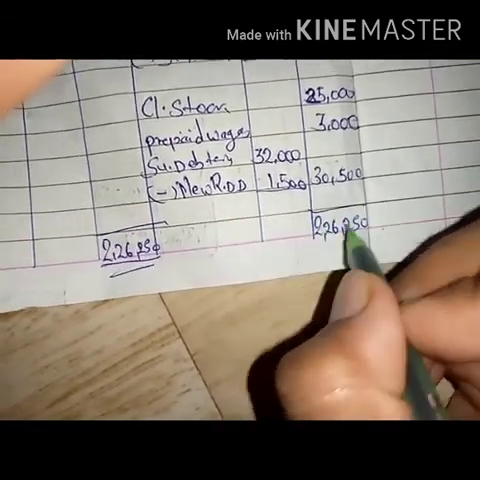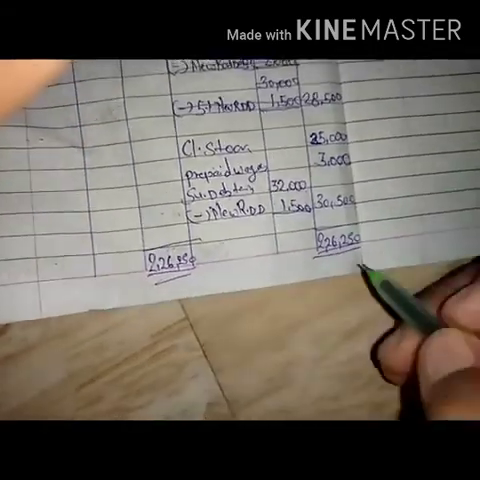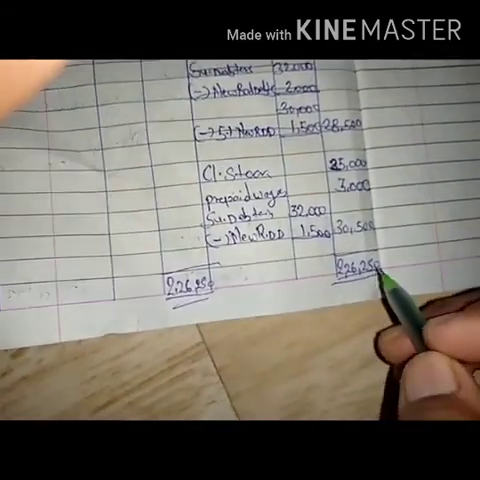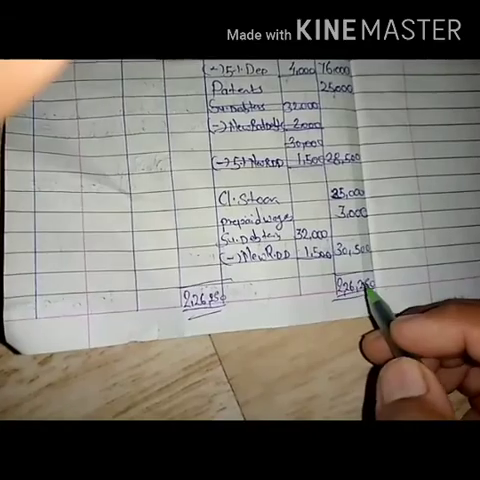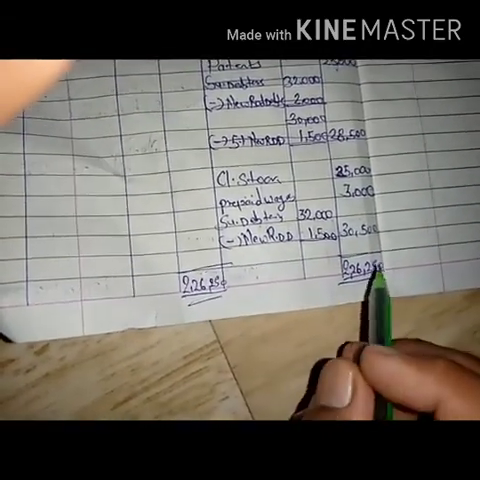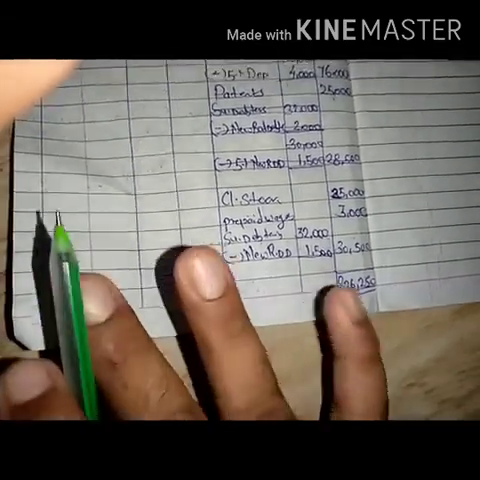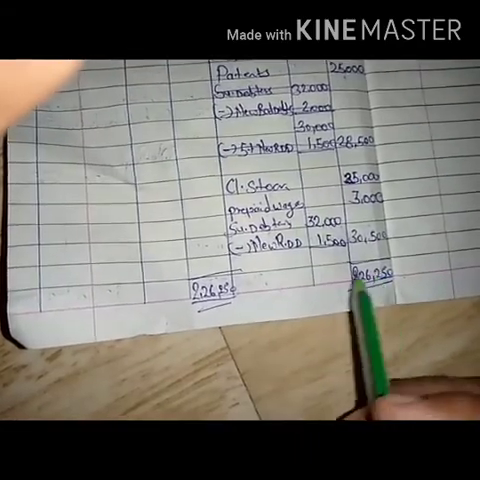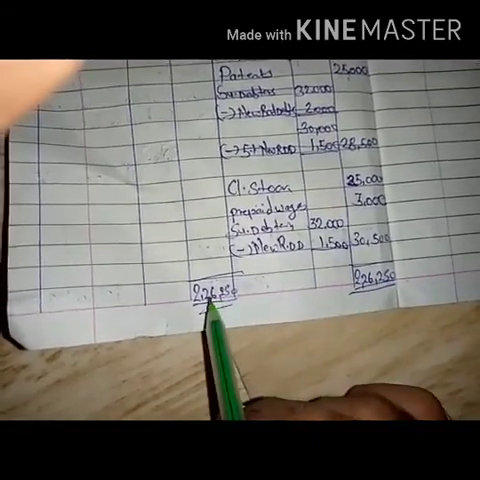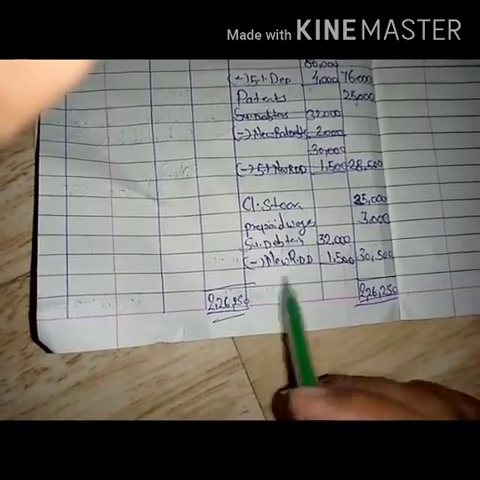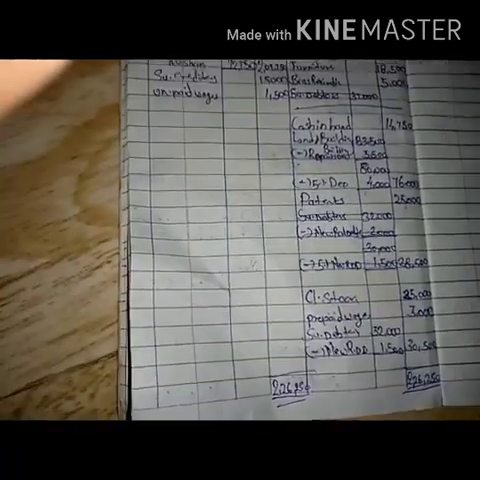2,26,250. Many persons ask me whether it is necessary to write this tally amount. Yes, it is necessary to write this tally amount. If you didn't write the tally amount, even though you had completed all the sum, 1 mark will be deducted from your actual sum. So now this sum is finished.